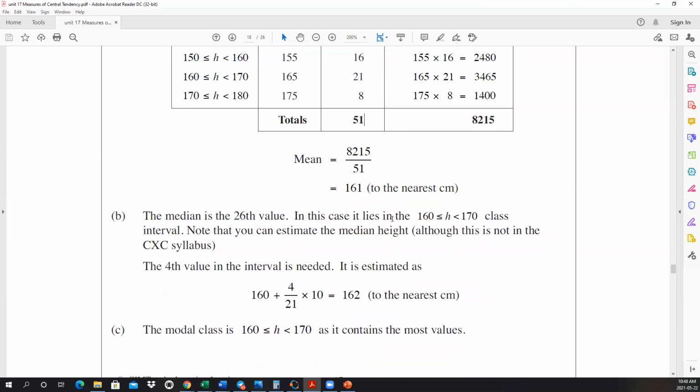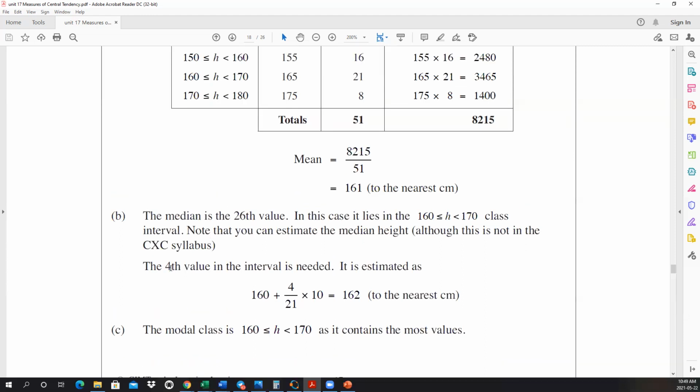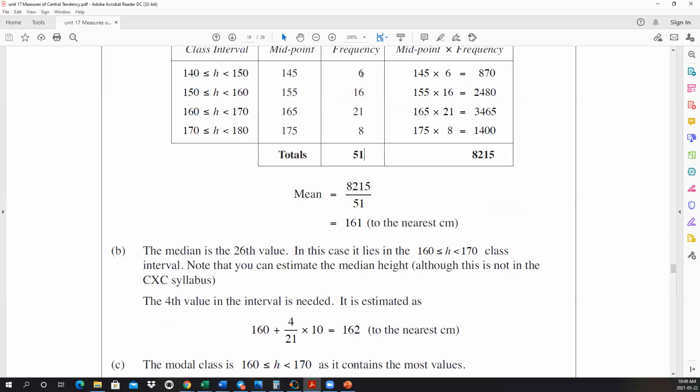So see there, in this case, it lies in the 160 to 170 class interval. So you know for sure that it's somewhere there. Now, they are telling you exactly that the fourth value in the interval is needed, right? Because as I said, this is 6.22, so we just need the fourth value to go to 26. So they give an estimation.